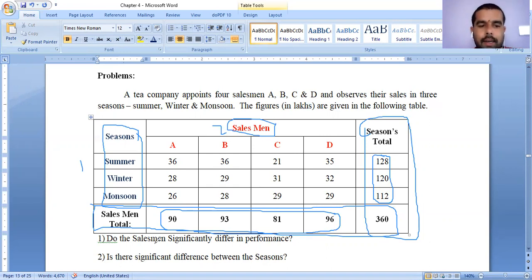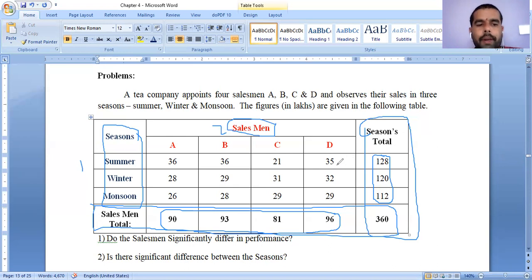They are asking, number one, whether the salesmen significantly differ in performance. Then, is there a significant difference between seasons? You observe carefully, this is the most important part of the problem, because by observing the problem alone you can get more ideas.